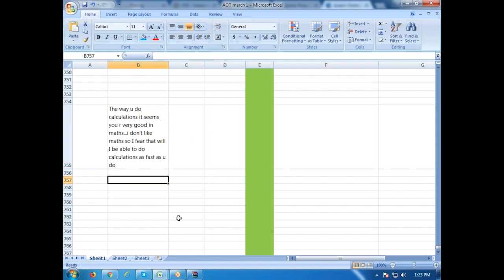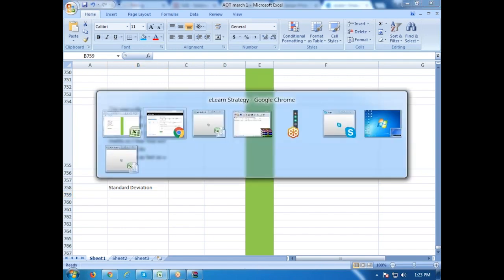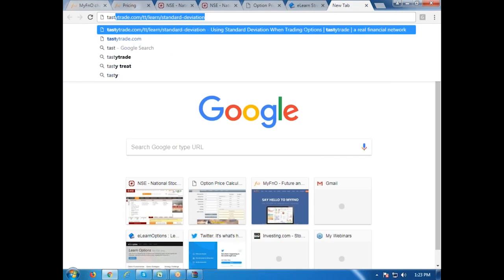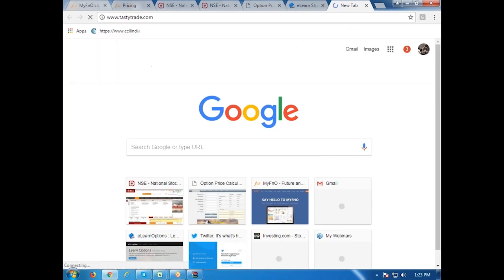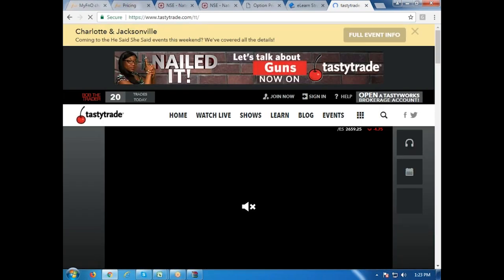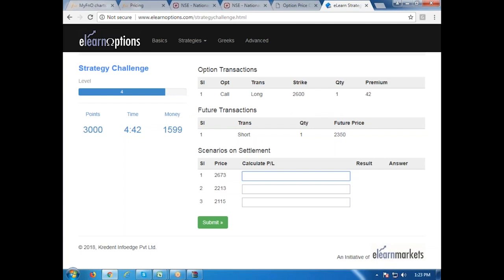So let me take some time to give you some about standard deviation. Really good material is available. In fact, if you guys have not visited tastytrade.com, one of the best places to visit to learn options, this and Option Alpha. tastytrade.com and Option Alpha. वहां पे जाओगे, सारी की सारी थ्योरी जो हम पढ़ाते हैं सब कुछ मिल जाएगा वहां पे.